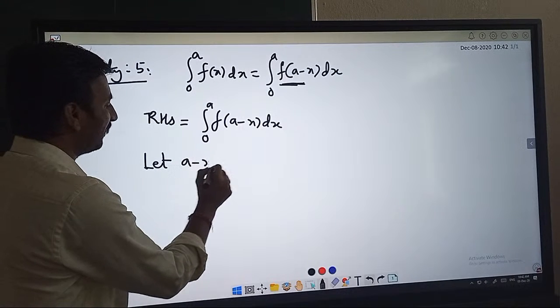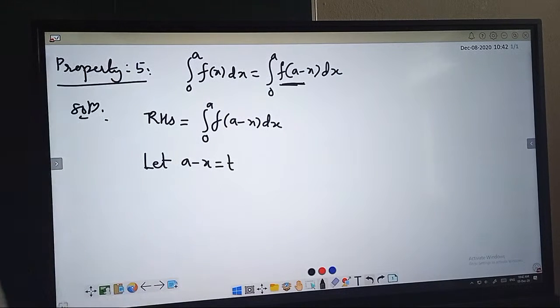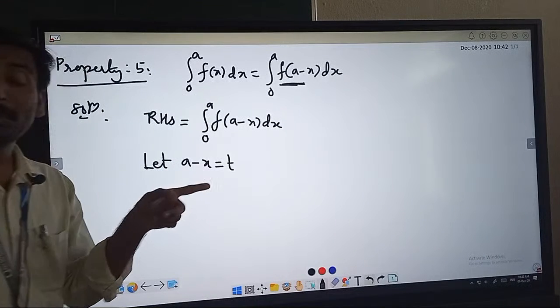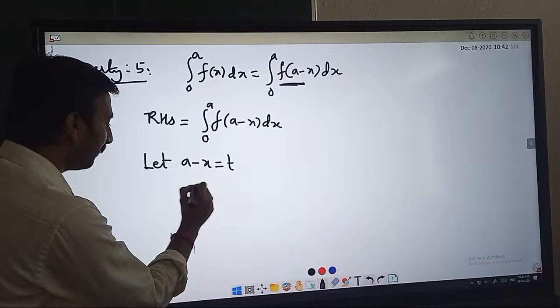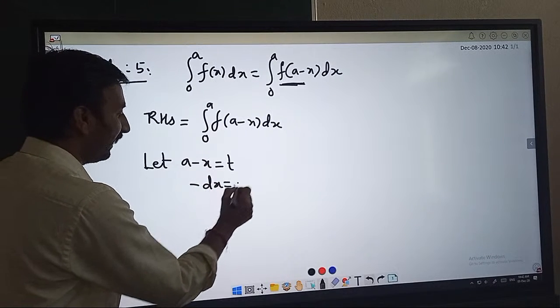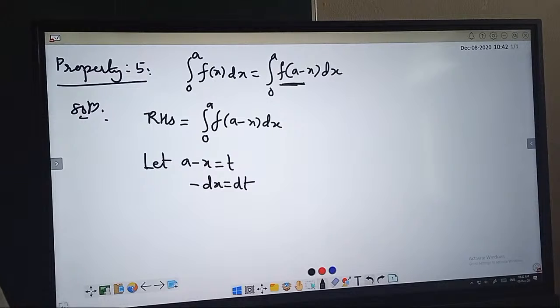Let us a minus x equal to t. Correct? The derivative of a is 0, because it is a constant. The derivative of x is dx, and it is dt. Correct? Later on, one very important thing: we have to bring the limit values.